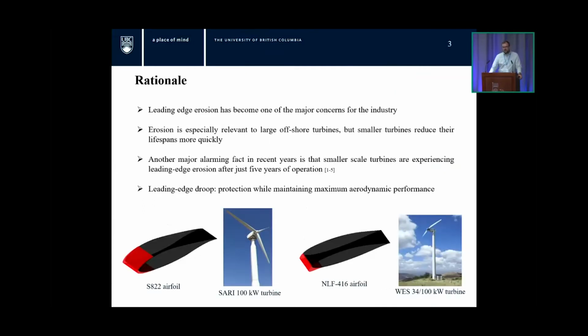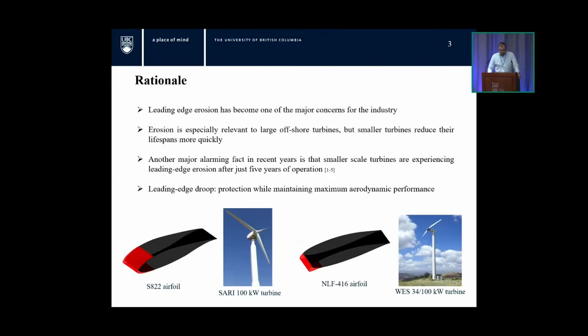In the context of this study, we wanted to evaluate the addition of a leading edge droop in order to protect the airfoil from erosion, and perhaps also to augment the aerodynamic performance of the airfoil. Although erosion is most contextually relevant with offshore wind, which is associated with large turbines, we focused initially on small turbines for a number of reasons.